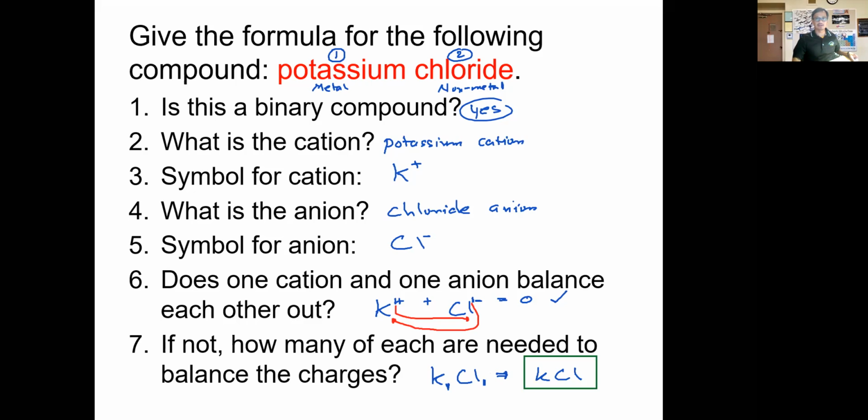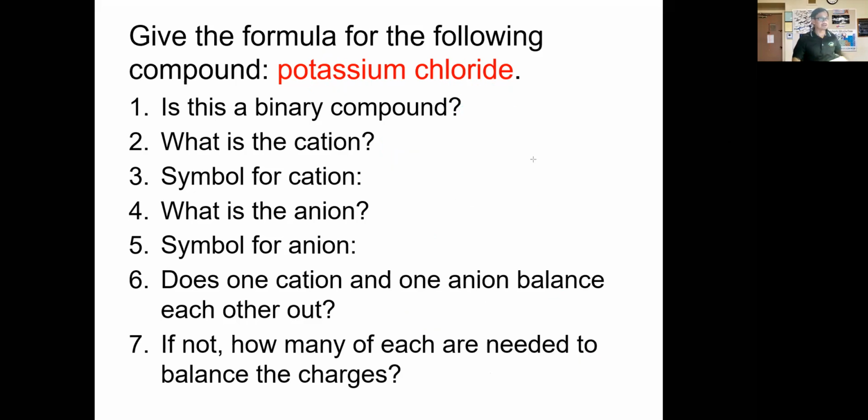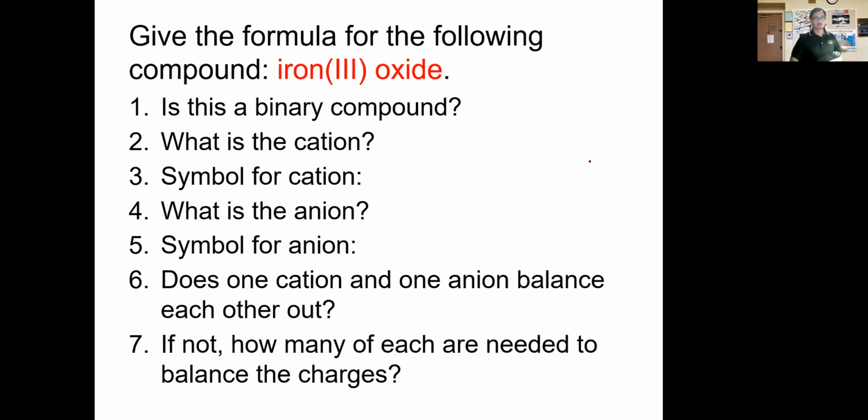Let's take a look at another one. Let's see if we can get another one done really quickly. Let's take a look at this compound here. Okay. All right. So let's work through this one, and let's go through all the questions again really quickly, and that way we'll get a chance to do this again. All right, so is this a binary compound? Yes. Iron and oxygen. Iron is the metal, and oxygen is the non-metal.